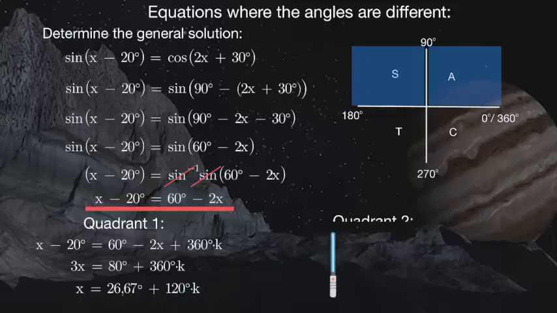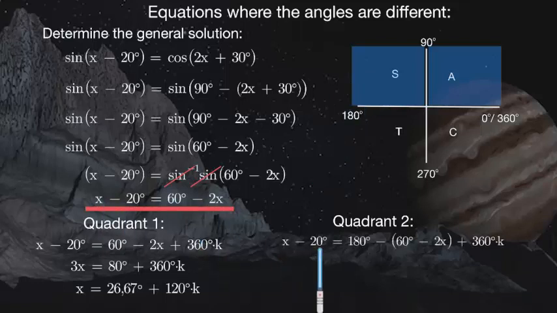Now the next quadrant is quadrant 2, so I write that down, and in quadrant 2 we work with this critical point minus the reference angle, right? So I take all of this and I write x minus 20 degrees, which is our original angle, is equal to 180 degrees minus this reference angle. Now again, because this is two terms, we have to keep it in brackets, right? And then plus 360 degrees times k. Then we do the distributive law here and we end up with x minus 20 degrees is equal to 180 degrees minus 60 degrees plus 2x plus 360 degrees times k.